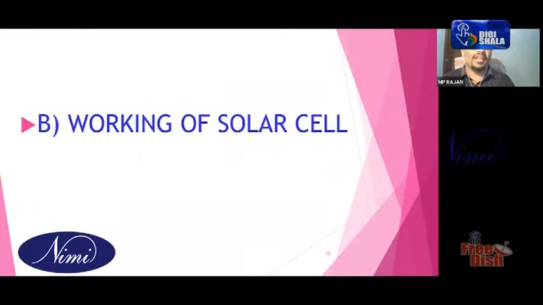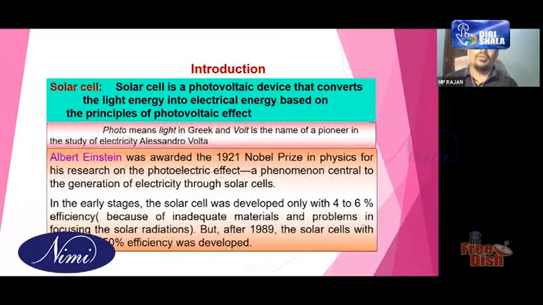Now let us see our second objective, that is the working of a solar cell. The working of a solar cell can be easily explained in the wake of our semiconductor theory. So it is a solar cell. A solar cell is a photovoltaic device that converts light energy into electrical energy. Now we have seen the band gap, and we have seen the valence band and the conduction band.